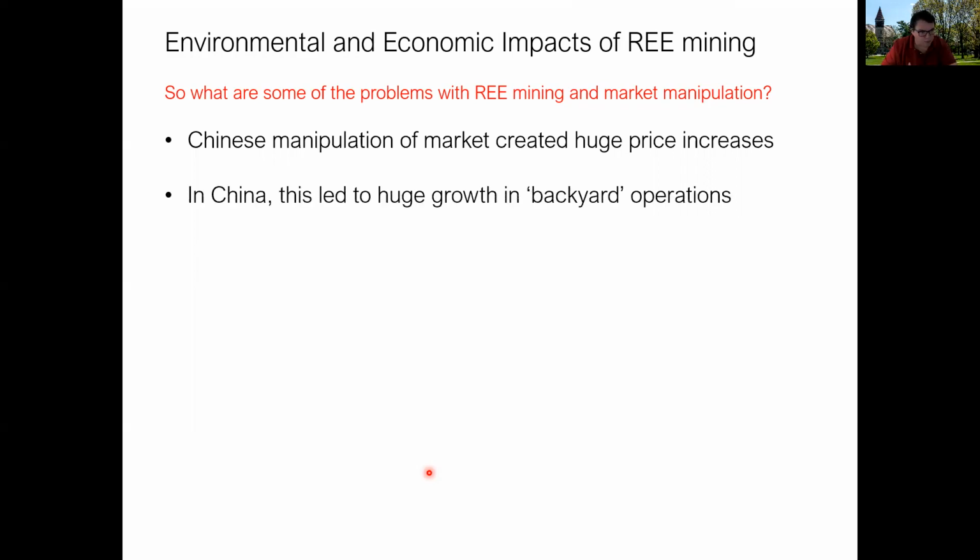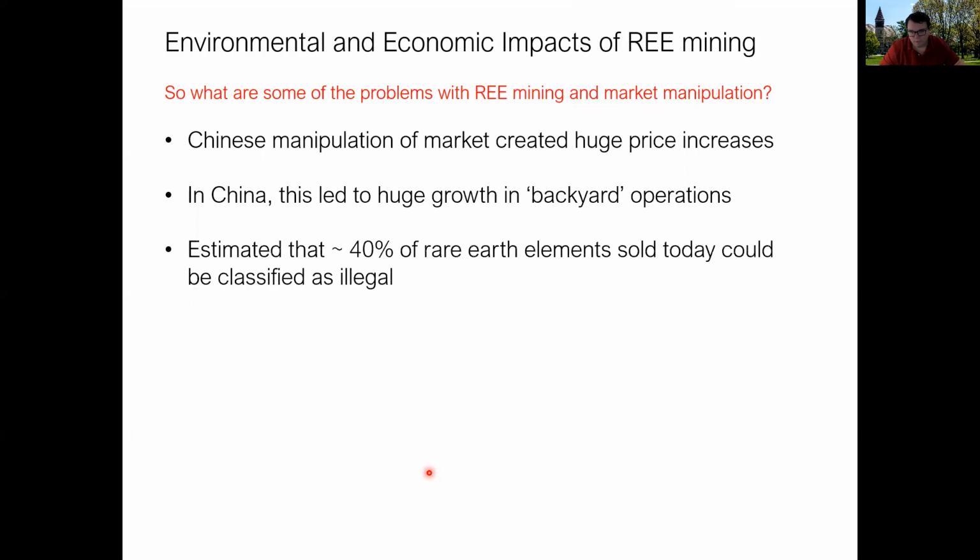The other aspect of these price swings is it actually led to some very severe environmental problems in China, right? It led to a huge growth of artisanal or backyard operations, small scale operations. People are going out there finding potential rare earth element deposits. Maybe they weren't that rich in the rare earth elements that we talked about, but they're relatively rich, and people would take risks in terms of mining them and trying to purify them.